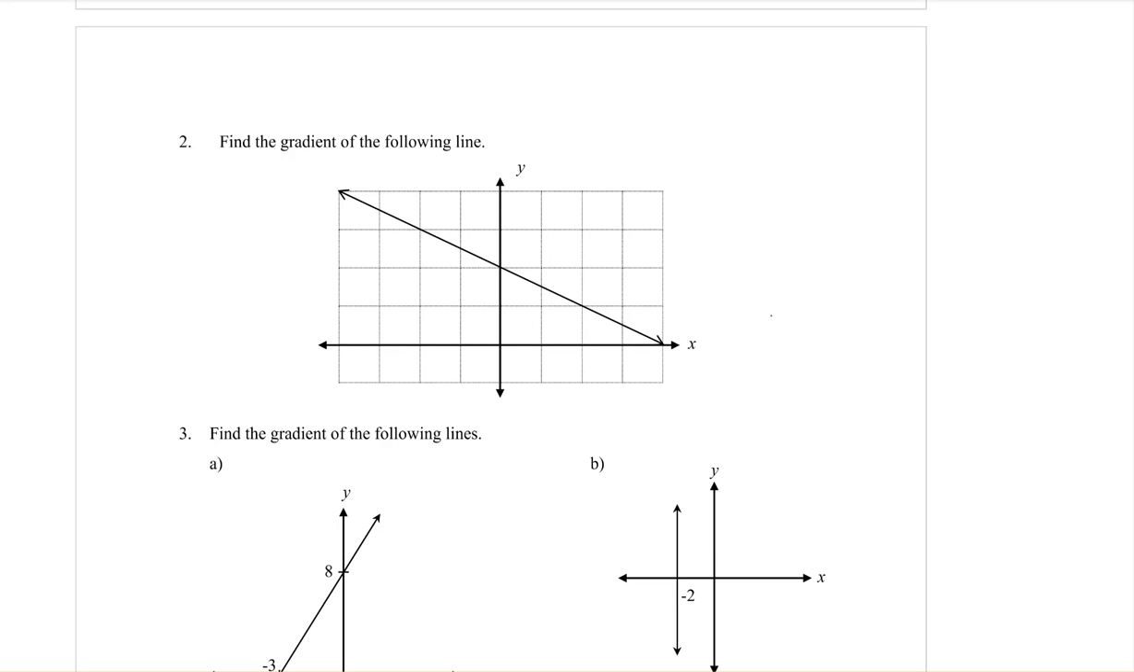Another graph. I need to find 2 points. Look for nice ones. And if you make a different size triangle to the person next to you or to me, you should still get the same gradient once you've done the divide, the rise divided by the run. Okay, it will work out the same.